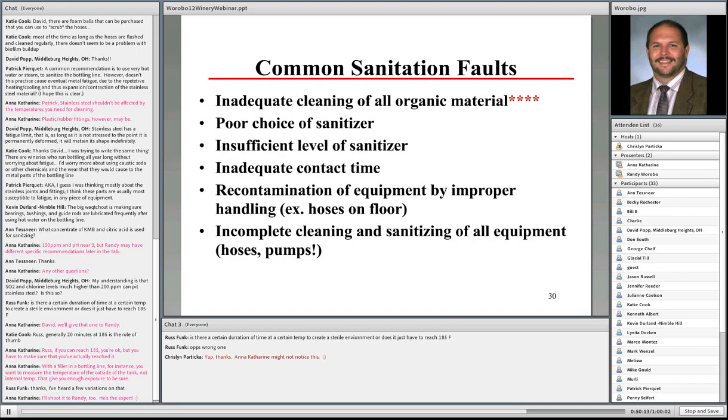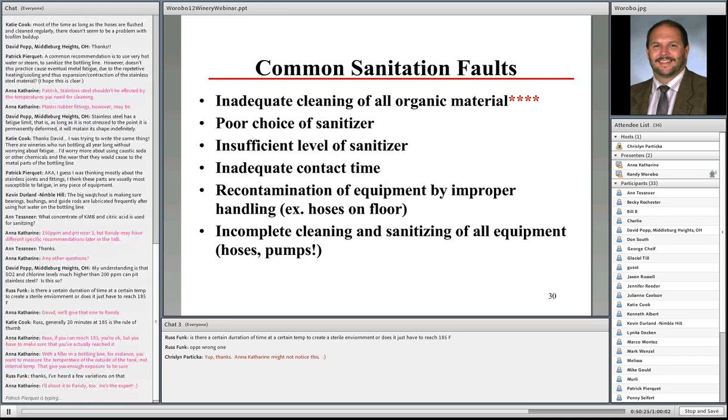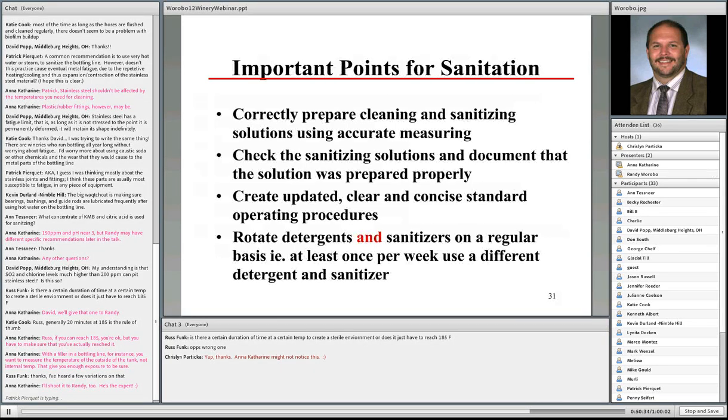Some common faults are inadequate cleaning to get rid of your organic material, not using the right sanitizer, not using it at the correct concentration, or not leaving it on long enough. Recontamination. As soon as you spend the time to clean and sanitize your equipment, you should prevent it from getting recontaminated. So don't put it back on the floor. Have hooks or a placement system for it.